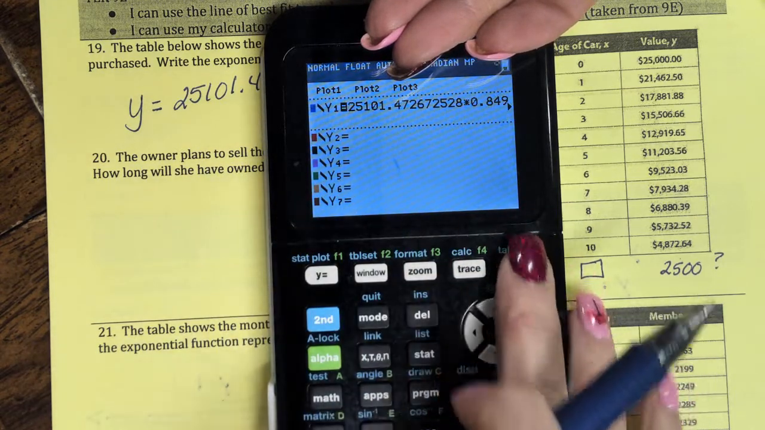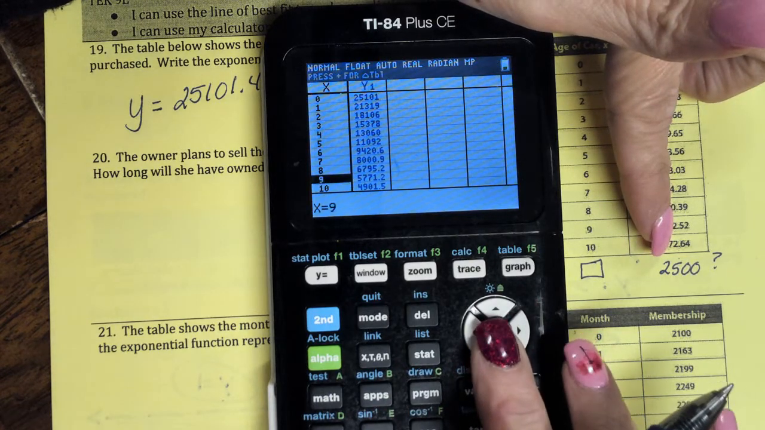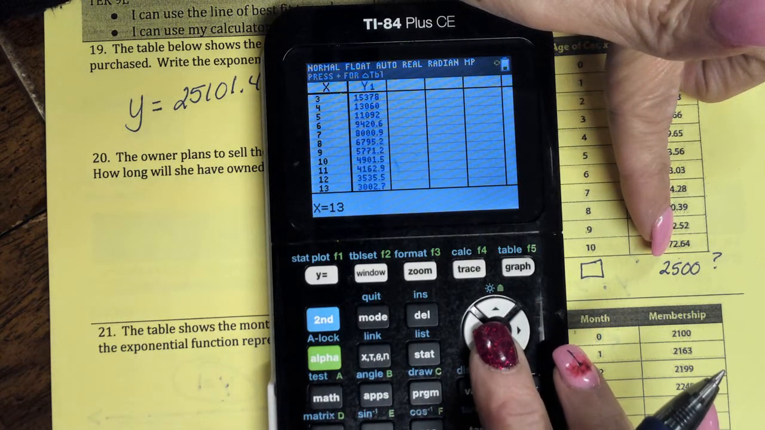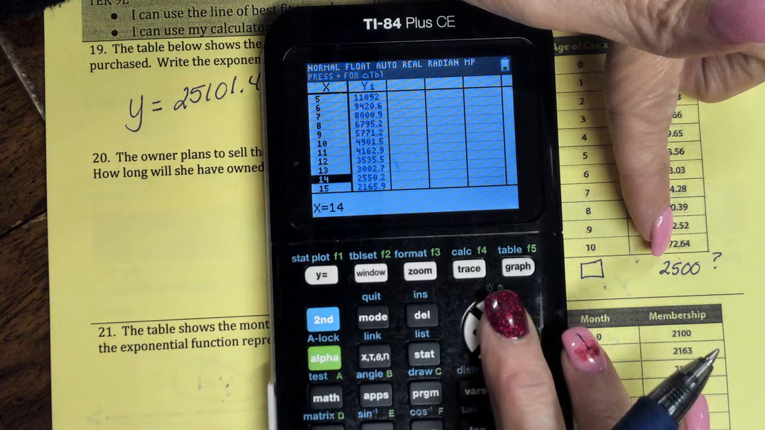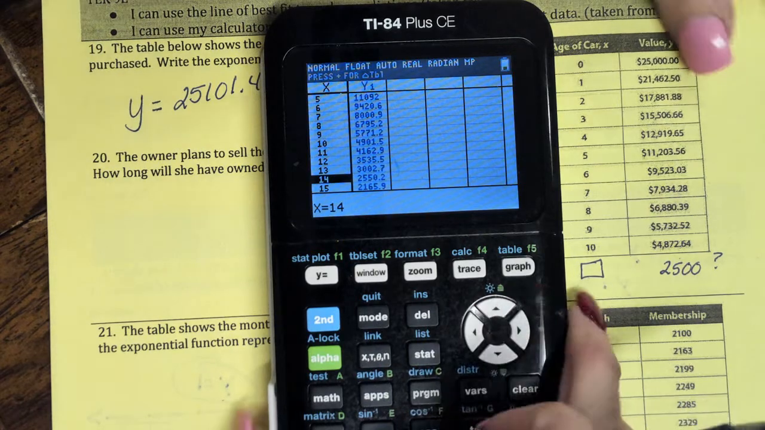So I'm going to go to second, table. I want to know, when is my car worth a mere $2,500? How old is my car? There it is right there. How many years will I have had the car? About 14 years.